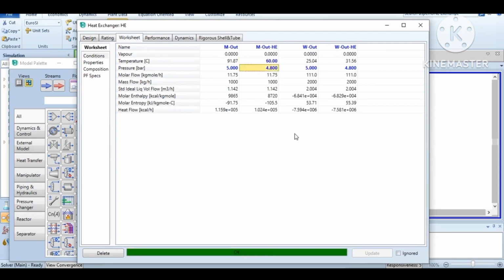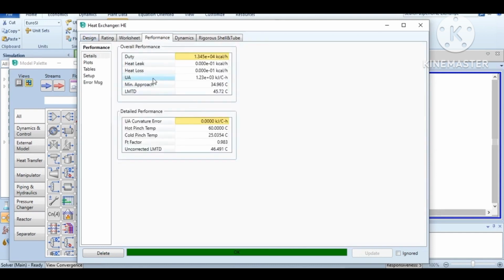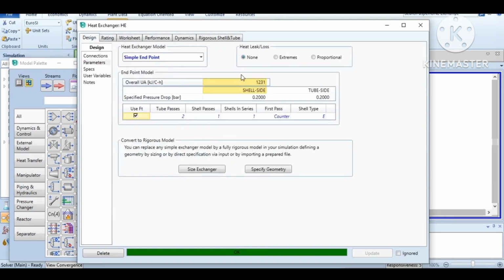So we will put the value of 60, and as you see it's converged, the bar has turned green, and the outlet temperature of water is 31.56 degrees centigrade. These are the parameters of this system with the overall UA computed as well. Now, our task is to convert it to a rigorous model.